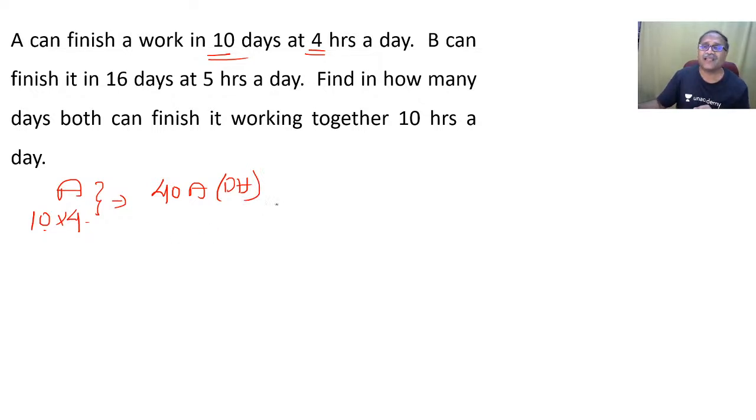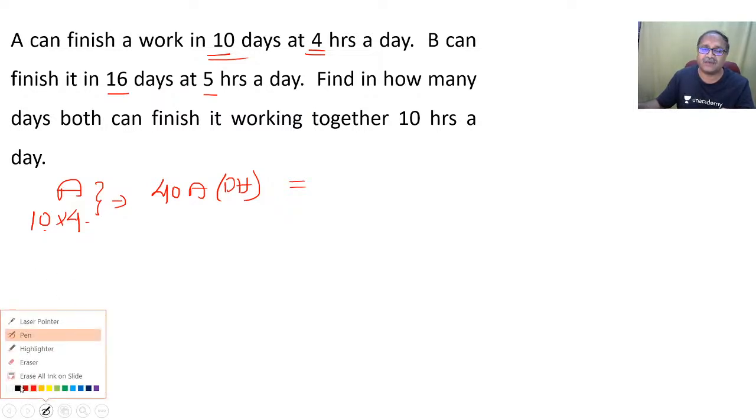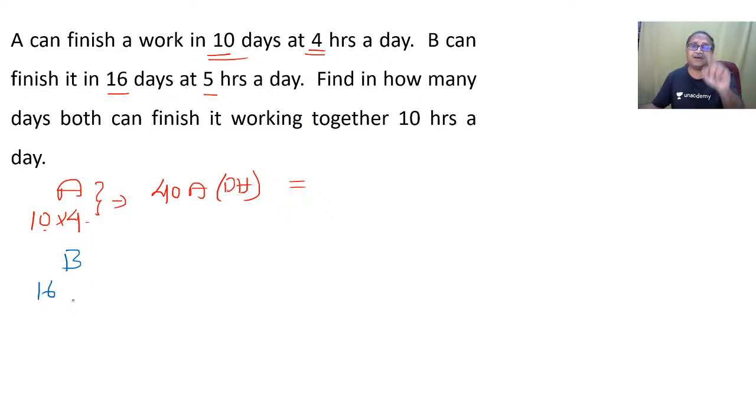Coming to the B side, it is said that B can finish the same work in 16 days working 5 hours a day. So how do I write about B? B is in 16 days working 5 hours a day. If anyone can get the answer, I request you to please answer it. So here what is the day-hours of B? That is 16 into 5, that's 80. So that is 80, B's day-hours, right?